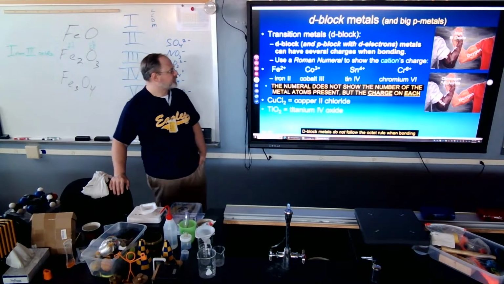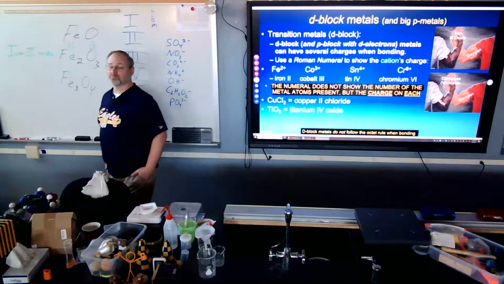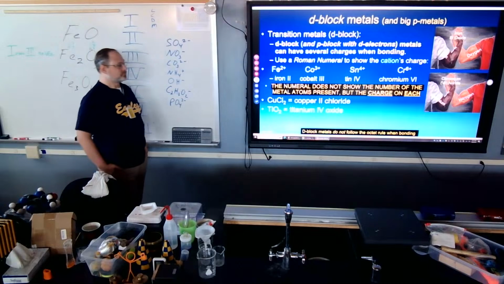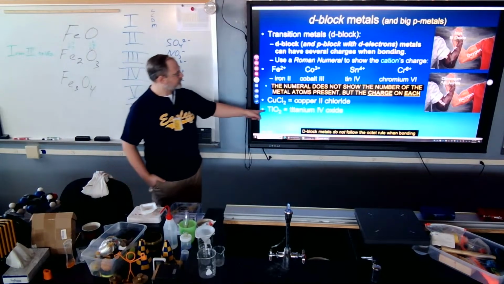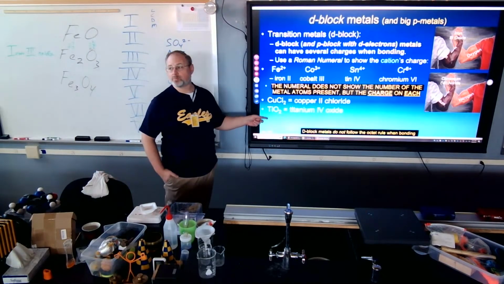Can you see how this is titanium 4 oxide? Because the oxygen is -2. -2, -2. That makes it titanium +4.